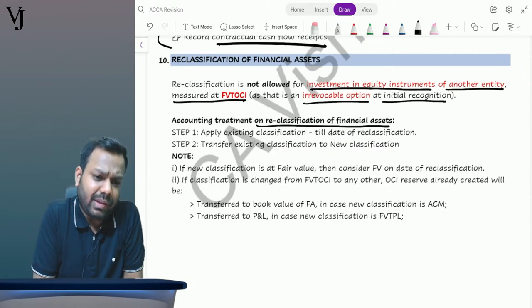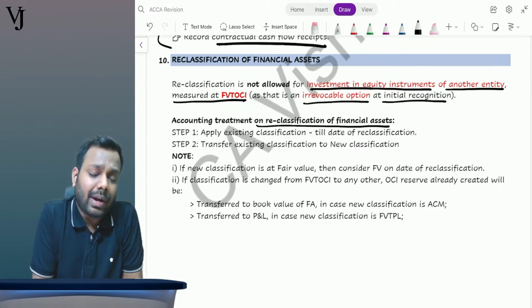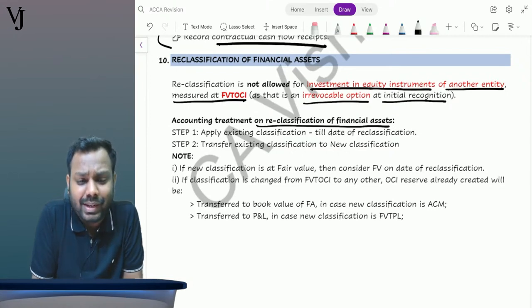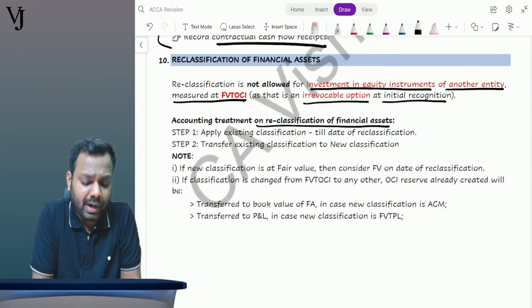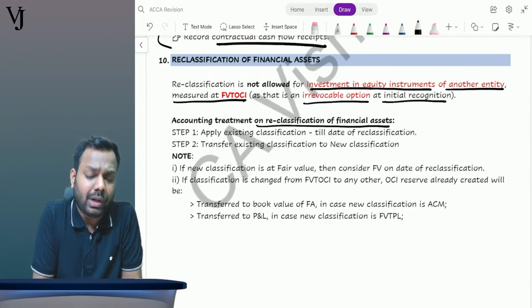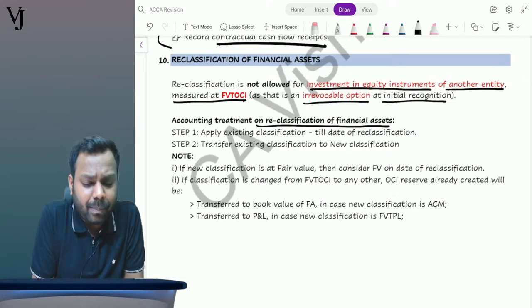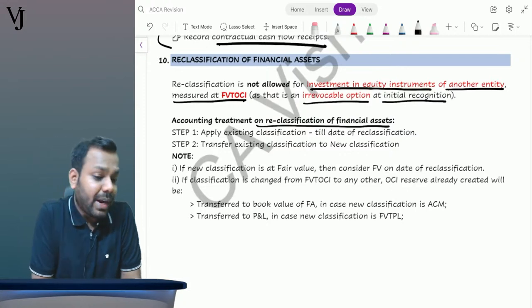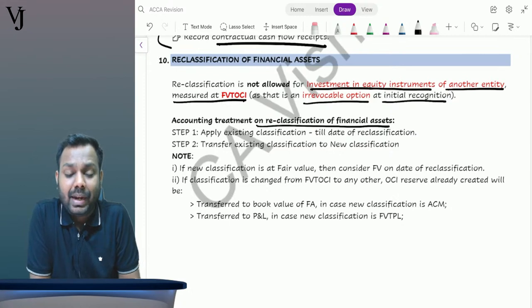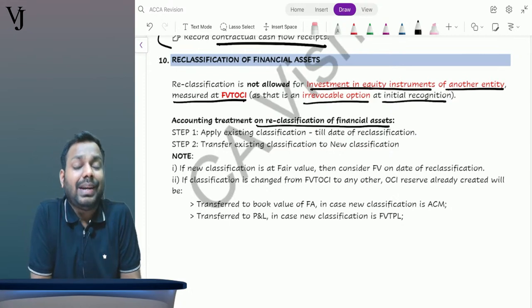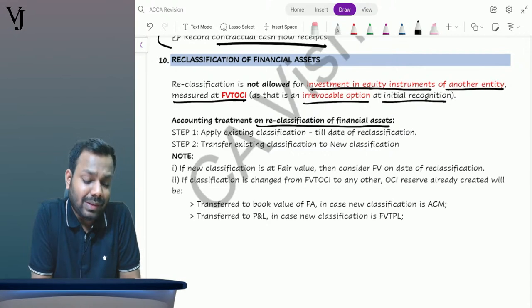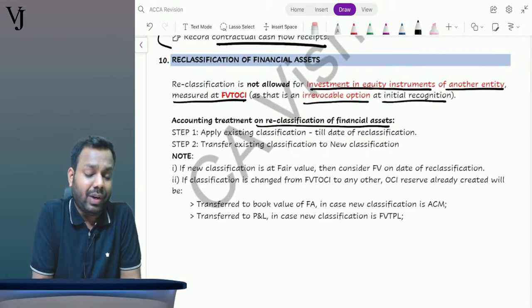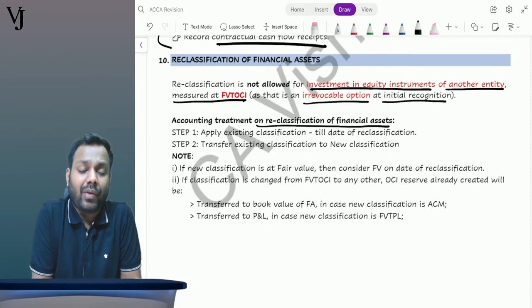Now why is reclassification required? Understand, though the contractual cash flow test will not change at any given point of time, the business model test might change. Let's suppose the financial asset is for a 5-year period. Initially, I thought that I will hold it till maturity, but 2 years down the line, my intention changes and I want to hold it for trading purposes. Now from amortized cost, it comes directly to FVTPL. Are you understanding this point? If the intention changes and there's evidence supporting the change of intention, then you can reclassify the financial assets.